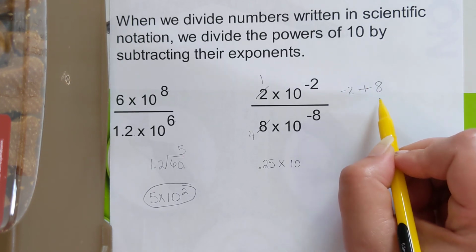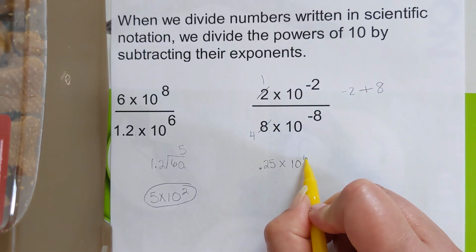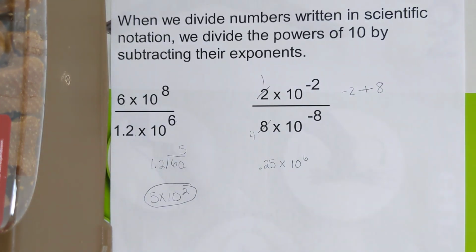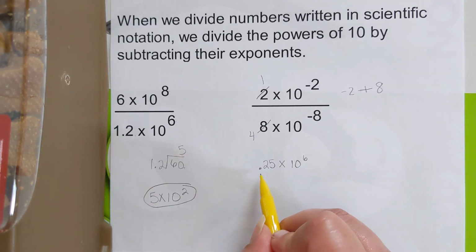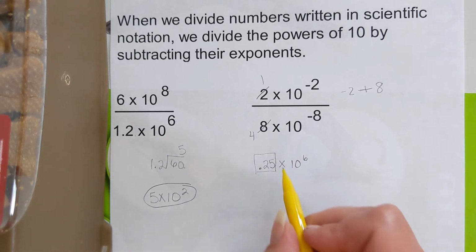So now I have 2 bad guys and 8 good guys. That leaves me with 6 good guys. So 0.25 times 10 to the 6th. However, we're not done, because you might see this part and say, well, that's not correct scientific notation. No, it's not, and it needs to be correct scientific notation.